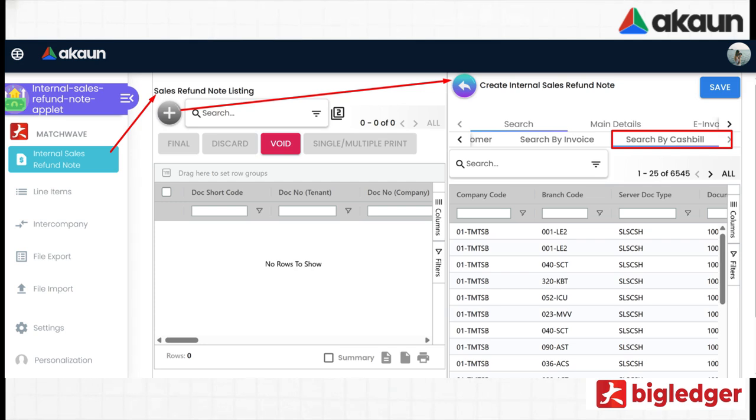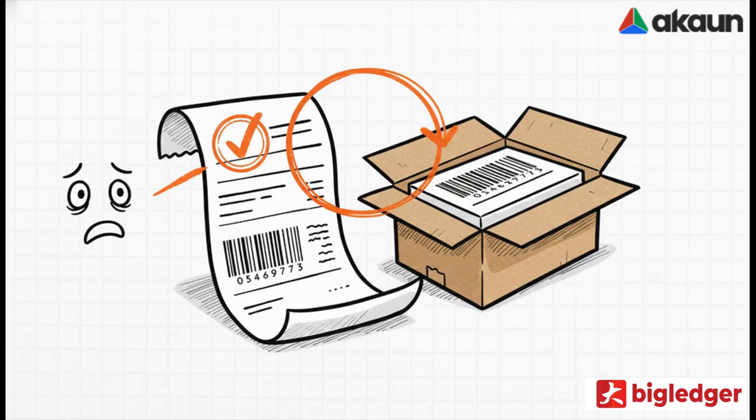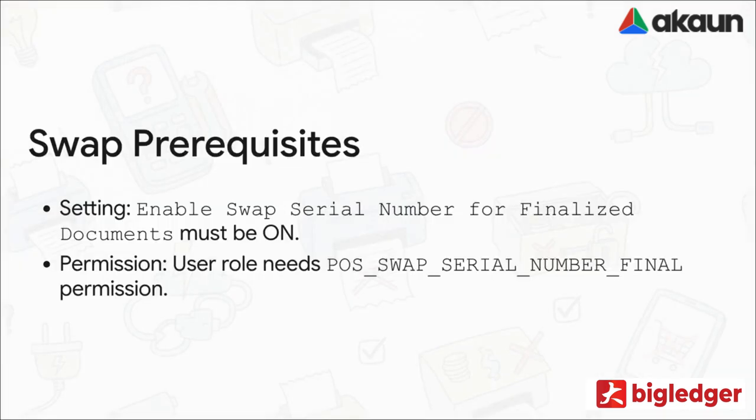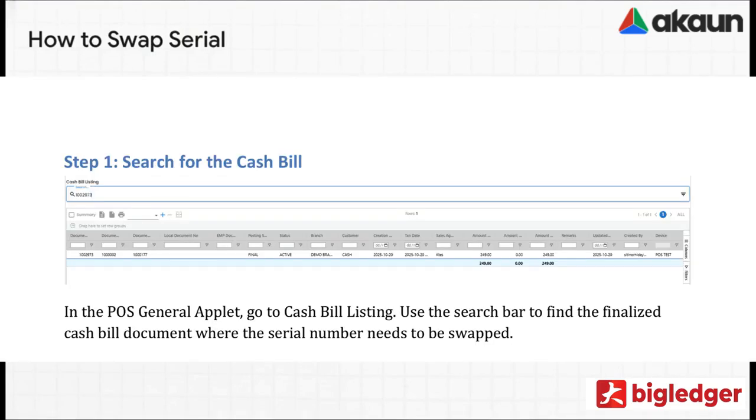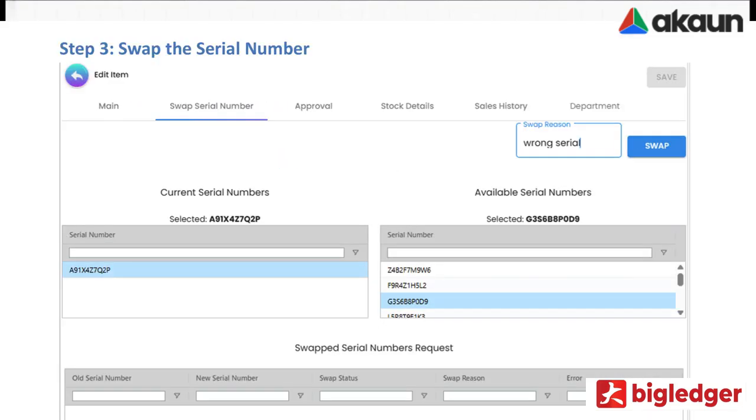Oops, you finalized a bill with the wrong serial number. It happens. Here's how you fix it. And you guessed it, you've got to have the right system settings and permissions turned on first. The fix is easy. Find the bill in the listing, click the item, and just swap the numbers.